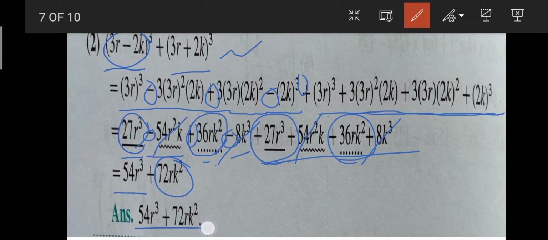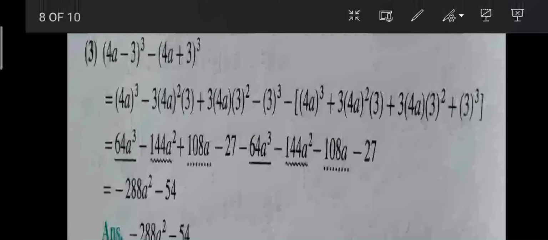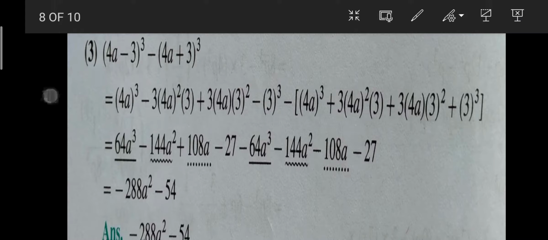So thus our final answer is 52r cube plus 72rk square. So this is how we have solved the second sum also. Now we'll do the third sum, that is (4a minus 3) the whole cube minus (4a plus 3) the whole cube.